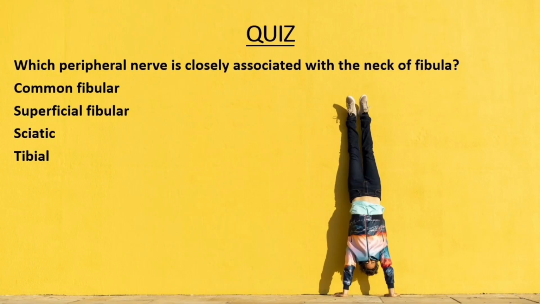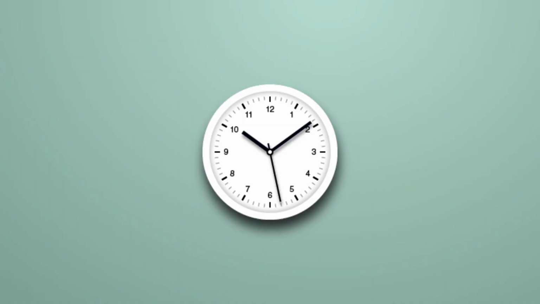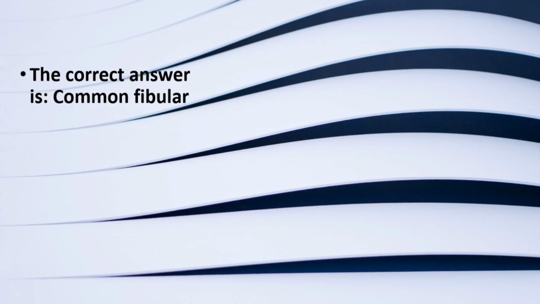Now let's have a quiz. 1. Which peripheral nerve is closely associated with the neck of the fibula? Common fibular, superficial fibular, sciatic, tibial. The correct answer is common fibular.